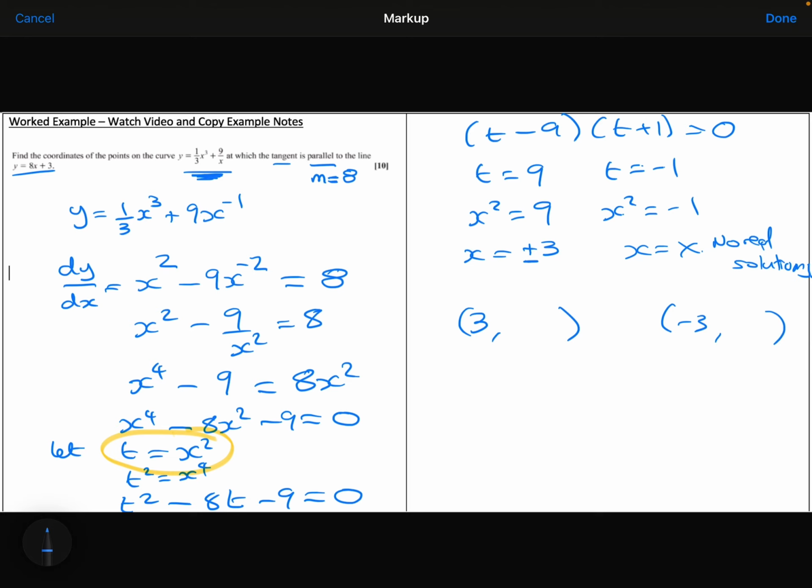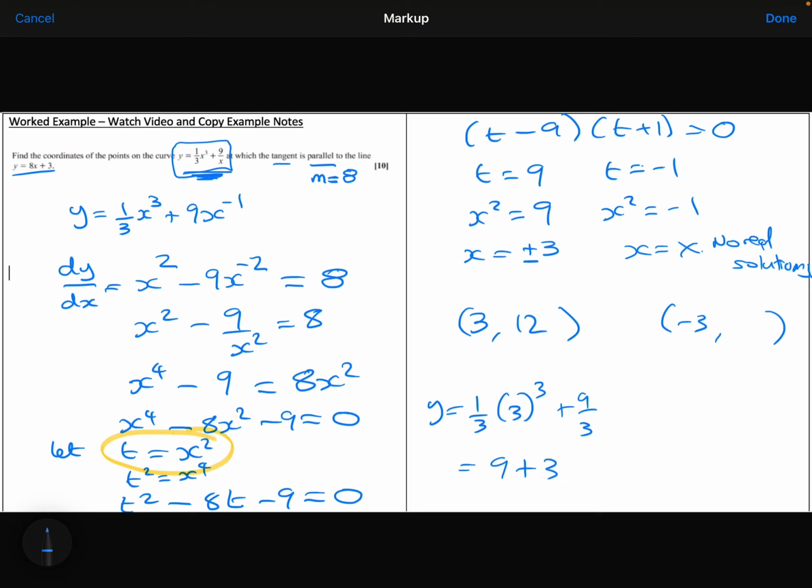I just need to know what the y coordinates would be now at those points. I know that when x is 3, the gradient is 8. Therefore, it's going to be parallel to y equals 8x plus 3. I just need to know the y coordinates at that point. So I'm going to substitute that x back into the y equals 1/3 x cubed plus 9 over x. So 1/3 times 3 cubed plus 9 over 3. So that's 9, plus 3, so that's going to be 12.